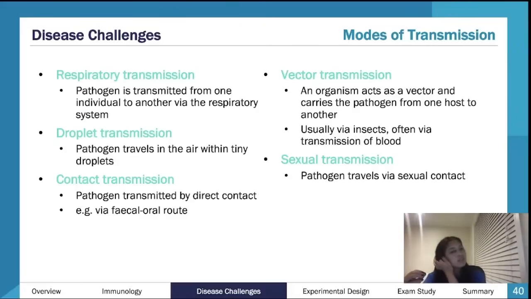Droplet transmission is kind of similar, but a little bit different in that the pathogen can basically travel in the air via droplets. So when you sneeze on something and you then touch it and then touch your face or whatever, that idea of being transmitted via droplets. Contact transmission, so via direct contact. So for example, the fecal oral route. If the pathogen is excreted in the feces, you may not wash your hands properly after going to the bathroom, and then you may touch your mouth, or you may eat something, and then that gets in via the oral route. So that idea of fecal oral. Vector transmission.